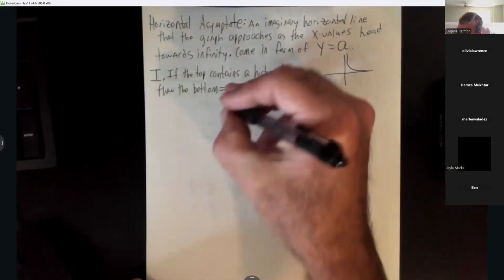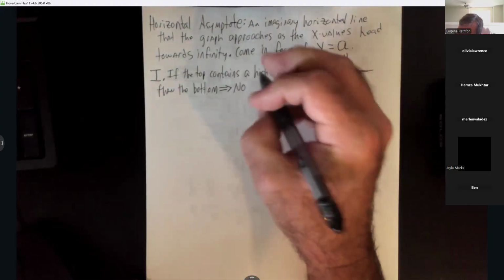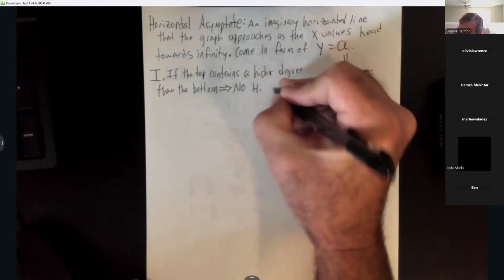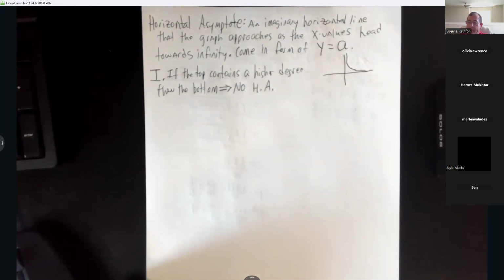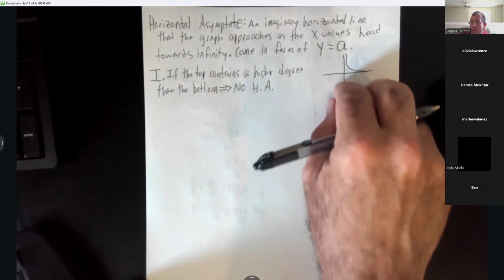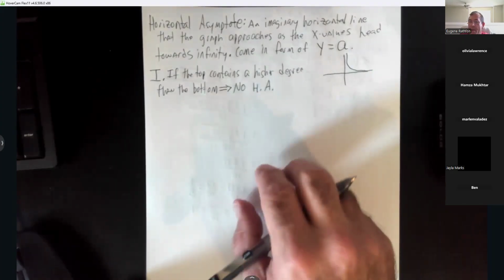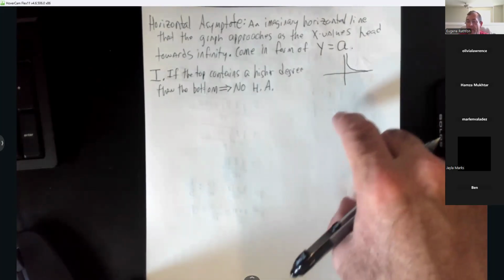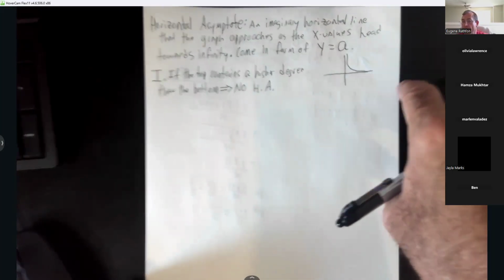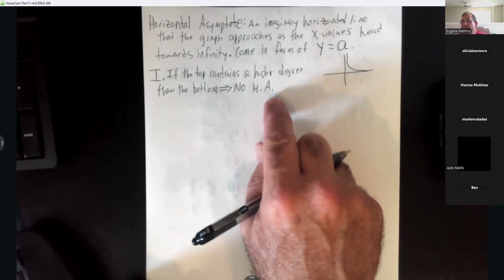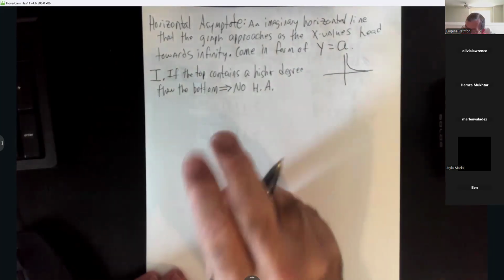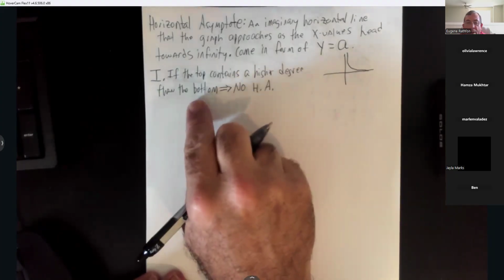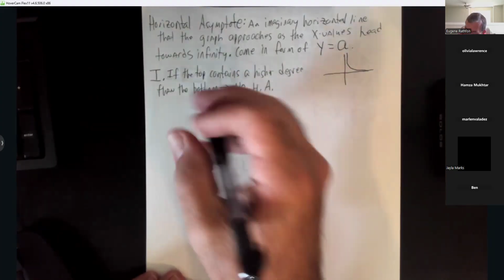When that happens, there is no horizontal asymptote, because the top is headed off towards infinity a lot faster than the bottom. The top is always going to make the problem get larger and larger, so it won't reach any number. It's going to head off towards infinity. So the top greater than the bottom means no asymptote.